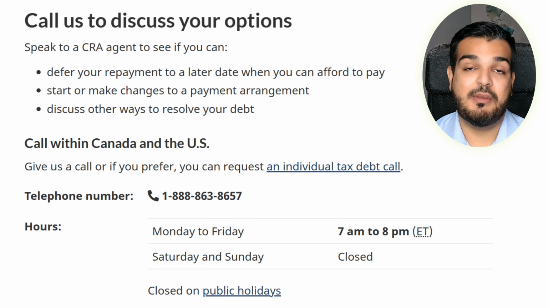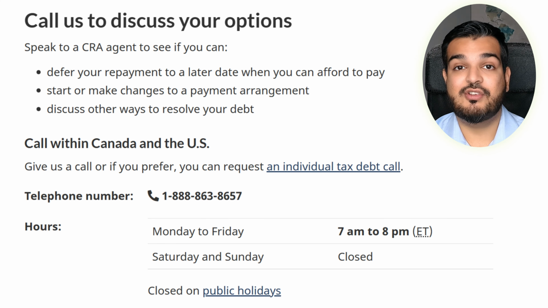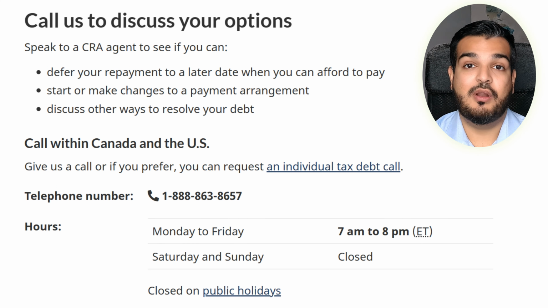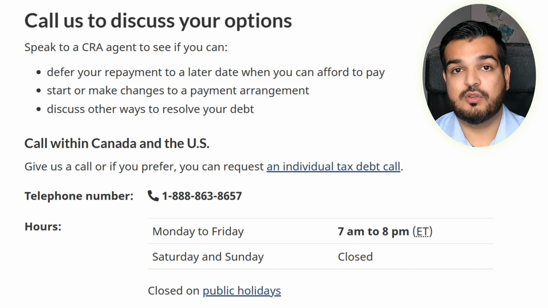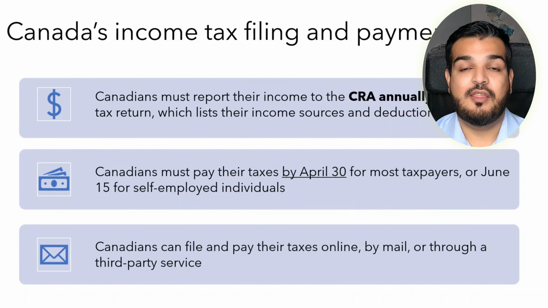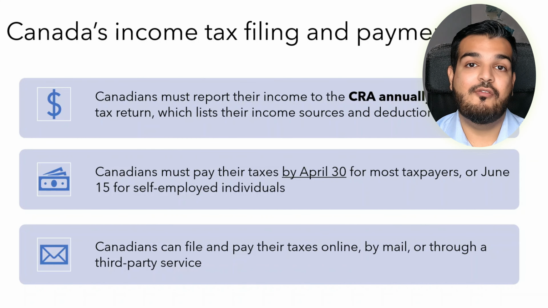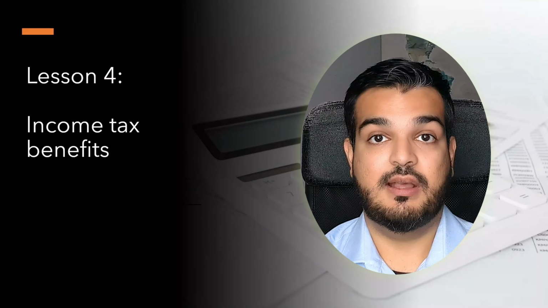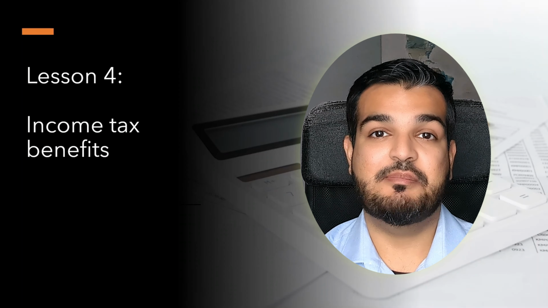If you are unable to pay your taxes, you can contact the CRA and come up with a payment plan. They may still charge you interest and penalties, but it's better than having to deal with legal action by the CRA where they're coming after you for money that's owed to them. So if you are in that situation, I highly recommend reaching out to the CRA. They will help you come up with a payment plan that makes sense, and that way you avoid any legal action by the CRA.